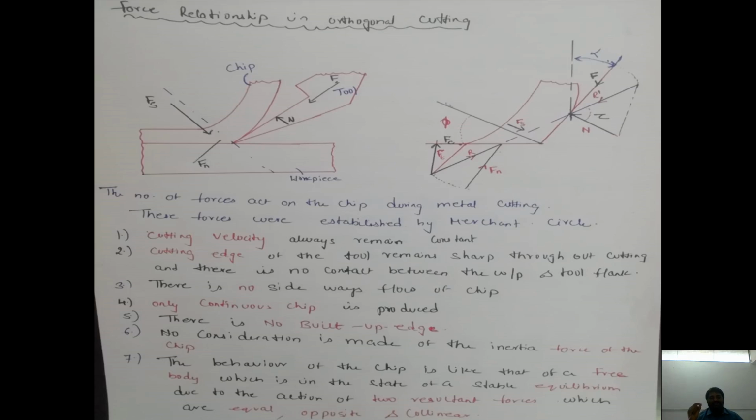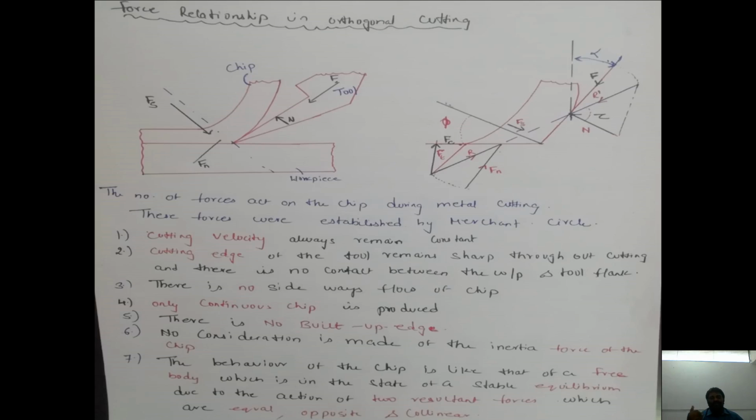Due to that, cutting velocity remains constant here. The cutting edge of the tool means there is no contact between the workpiece and the tool flank. There is no sideways flow of chip here. Only a continuous chip is produced here. There is no built-up edge formed due to that.